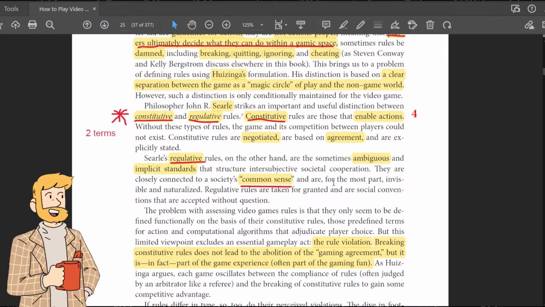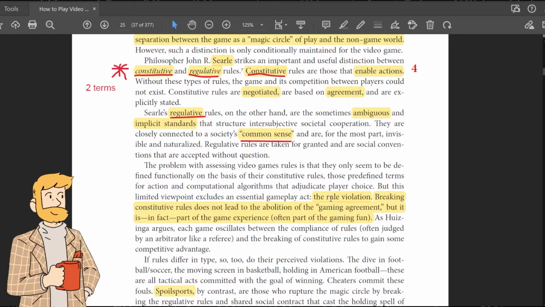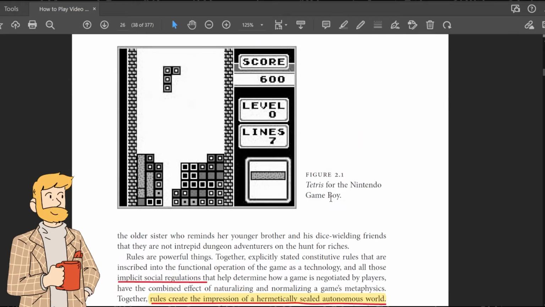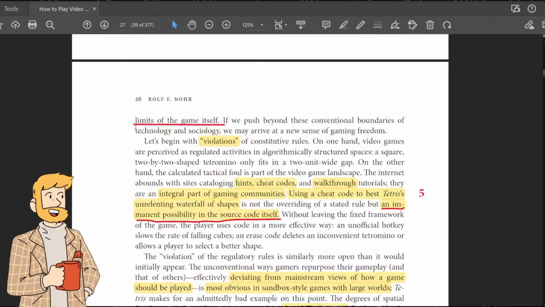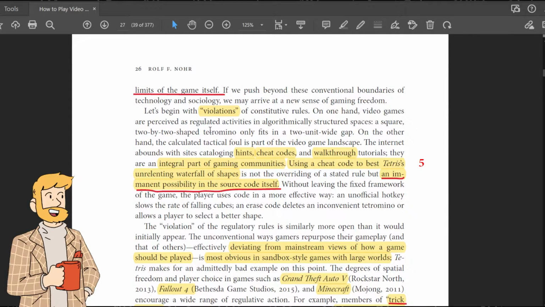And Nohr also thinks there's something important about rule violations which help us understand the importance of different kinds of rules. Further down in the book chapter, Nohr focuses explicitly on rule violations and how they help us, quote, conceptualize a space of rules outside and beyond the limits of the game itself. Nohr begins by talking about violations of constitutive rules, those explicit rules which are internal to the game. As Nohr writes, the internet abounds with sites cataloging hints, cheat codes, and walkthrough tutorials, and that these things are an integral part of gaming communities.